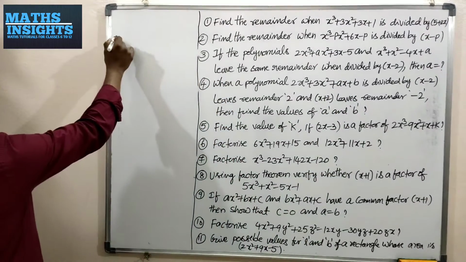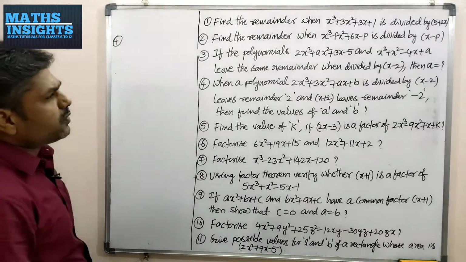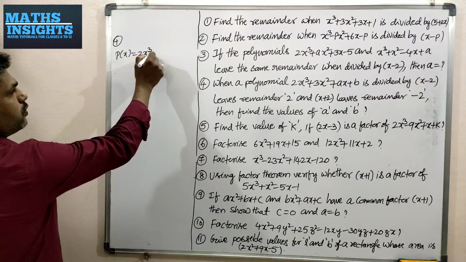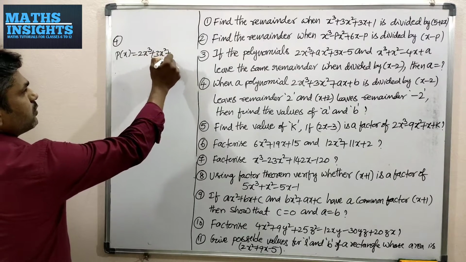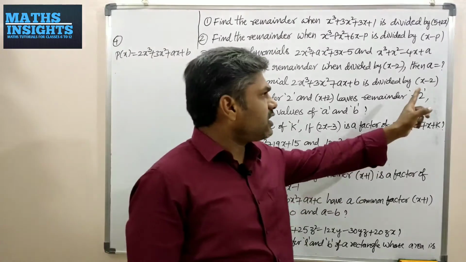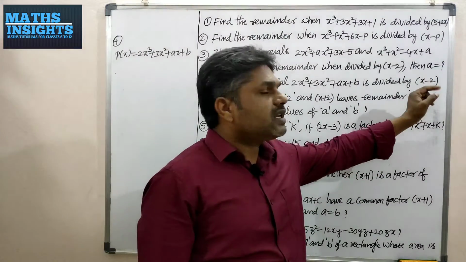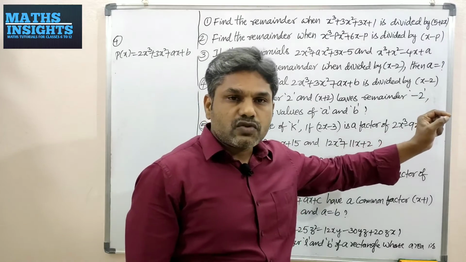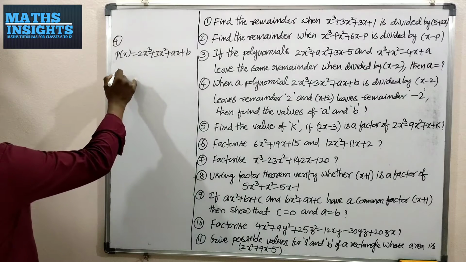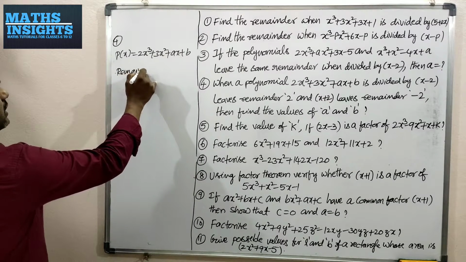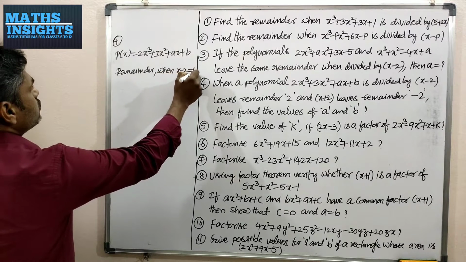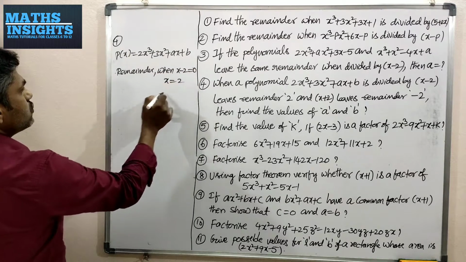So I am assuming as usual the given polynomial as p of x. P of x equals 2x cube plus 3x square plus ax plus b. After assuming that, I will find the remainder when this polynomial is divided by x minus 2. That means x will become 2. Therefore the remainder, when x minus 2 equals 0, that is x equals 2.